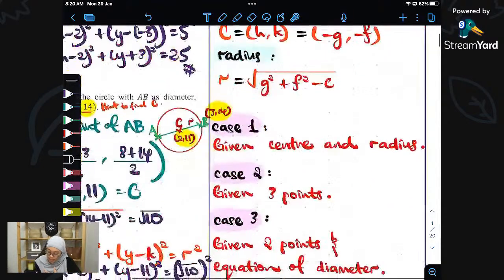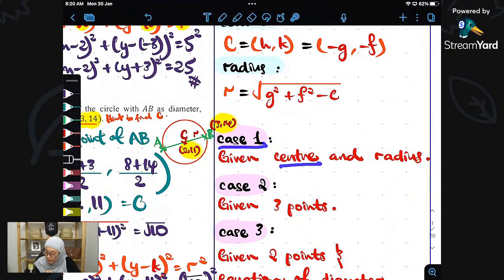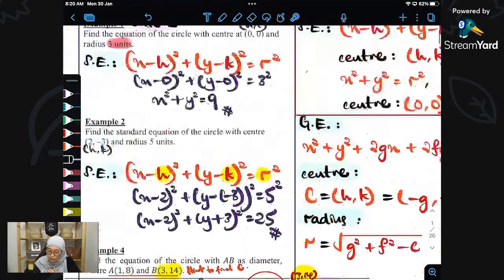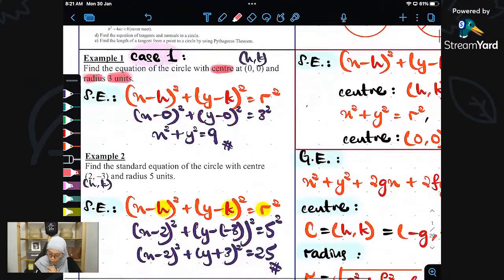Right. So hang on. Let me explain to you what is case 1, case 2, and case 3. Okay, so case 1 here, given center and radius. So case 1, as I said to you, example number 1 is case 1. Because we are given the center and the radius. So that is case 1. How about case 2? How about example 2? Example 2, we are also given center and radius.